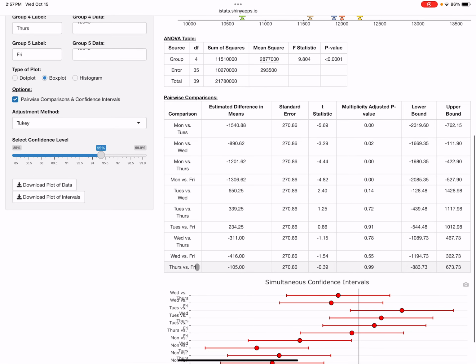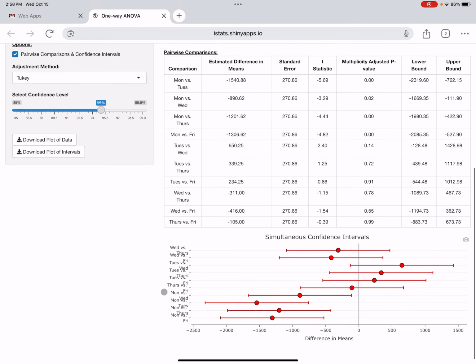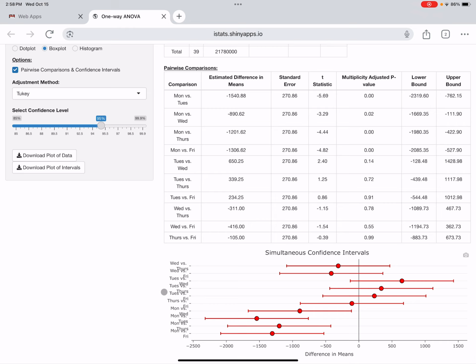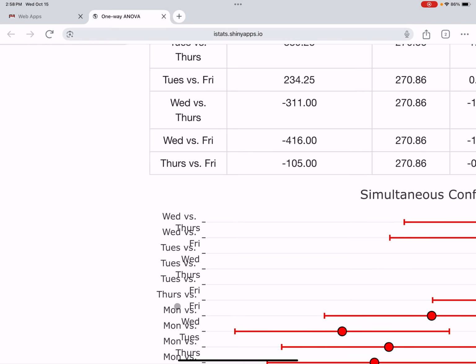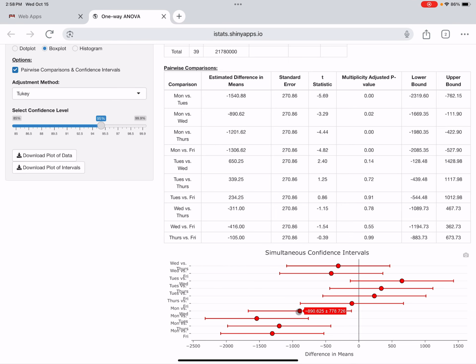Notice it's doing Monday versus Tuesday, Wednesday, Thursday, Friday, and then Tuesday versus Wednesday, Thursday, Friday, and then Wednesday versus Thursday and Friday, and then finally Thursday versus Friday. So the ones where differences are being detected are these ones down here. Oh, hold on. This is kind of hard to read, huh? Am I getting this right? This one is Monday versus Wednesday, Monday versus Tuesday, Monday versus Thursday, and Monday versus Friday. So it's Monday versus every other day of the week. So Monday is the different one.